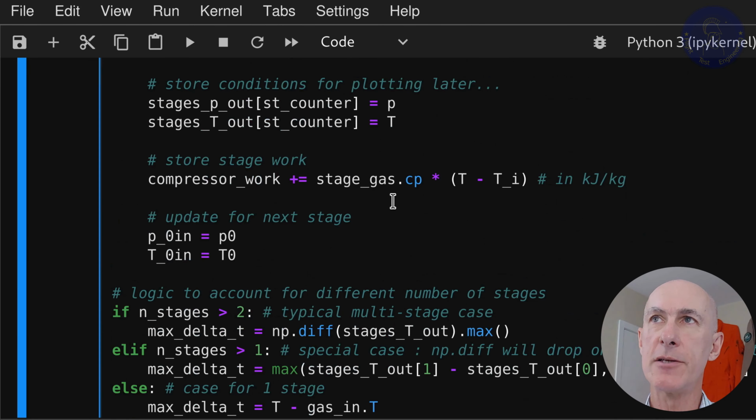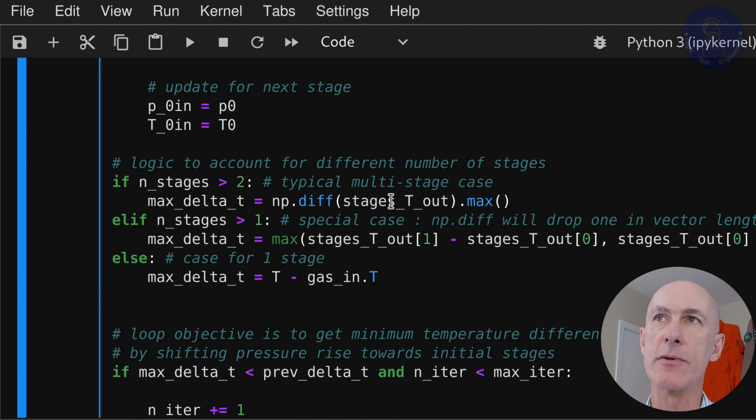When we have all the stages finished, we get the maximum delta T here. We need a few conditions here to treat the edge cases, 1 and 2 stages. If we have many stages, more than 2, then it's easy. We just use NumPy to calculate the differences and give us the maximum straight. We don't have to do anything else.